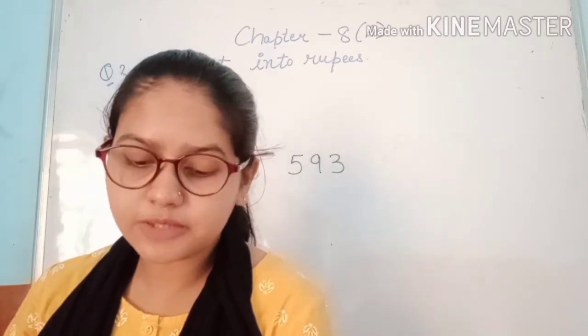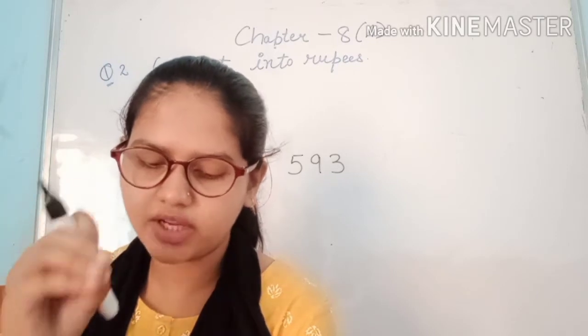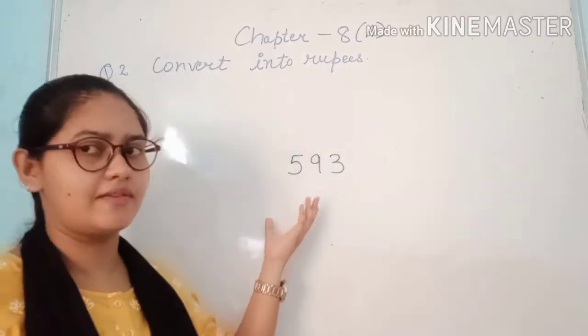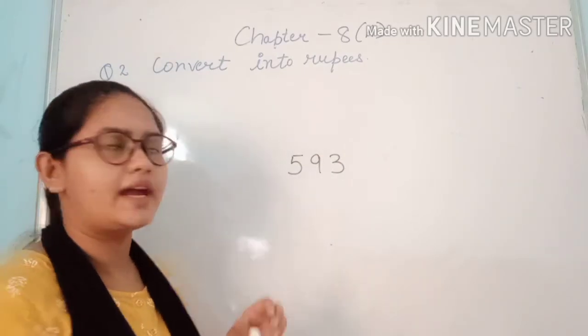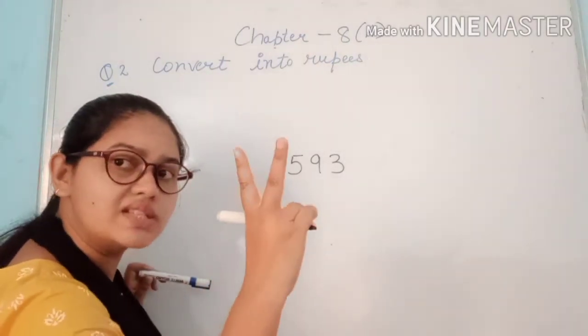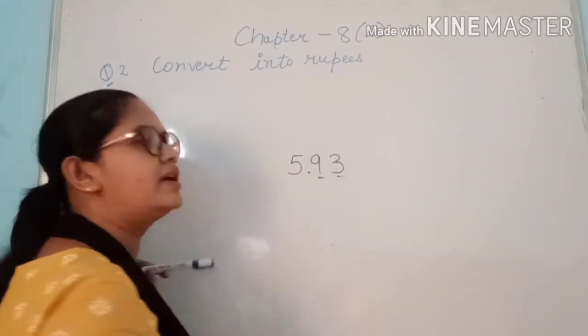To convert paisa into rupees and paisa, put a point after counting two numbers from the right of the given number. So this is the given number we have, and they said count from the right. Which one is the right side? This one. What do we have to count? We have to count two digits, 1, 2. Now we have to take a point here.